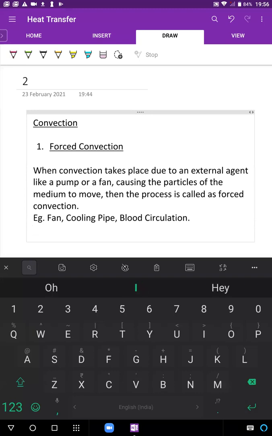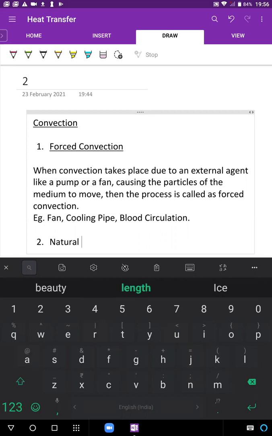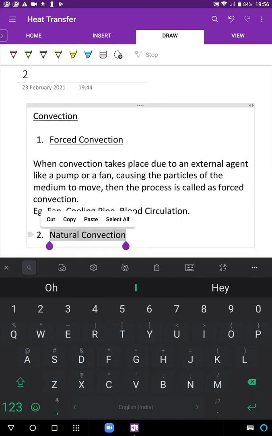Any sort of water cooling in a computer or in any other kind of machinery, that's all going to be forced convection. Let me explain what natural convection looks like. How does this take place without any machinery, without anyone forcing particles to move? How does this take place?